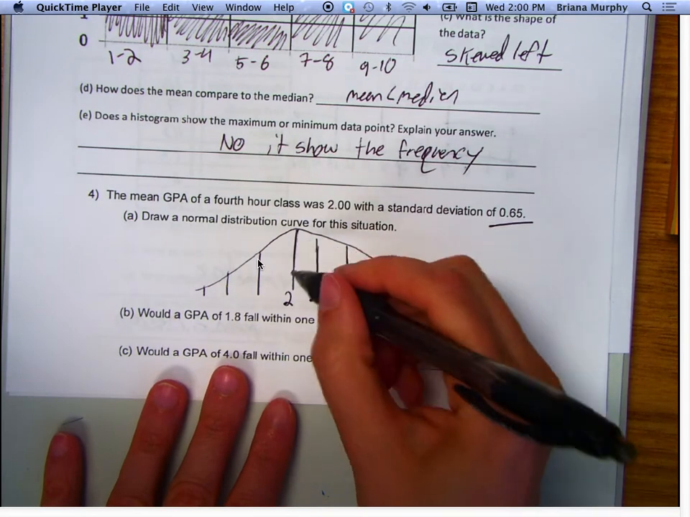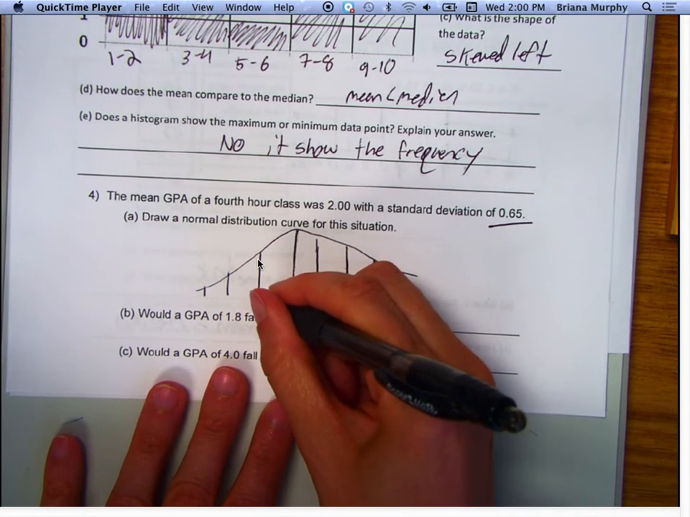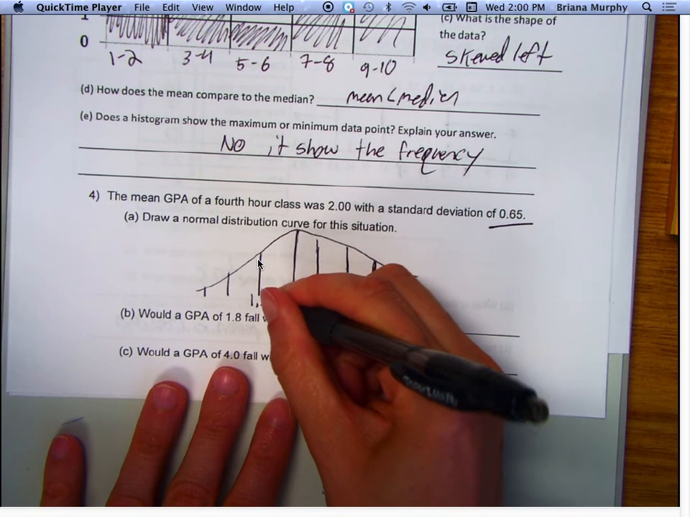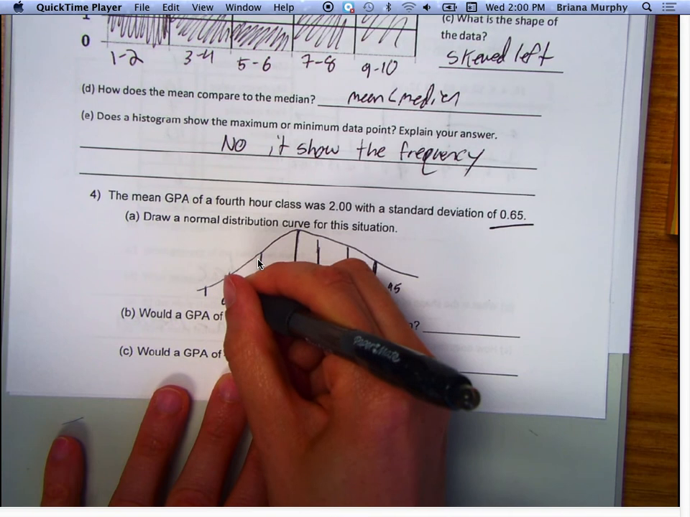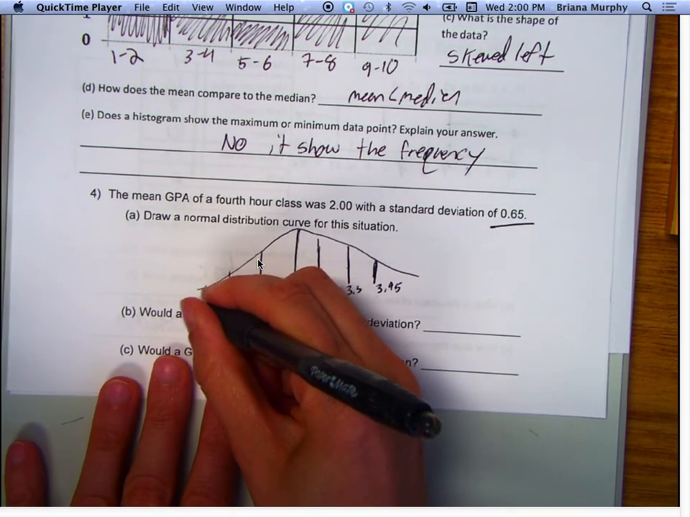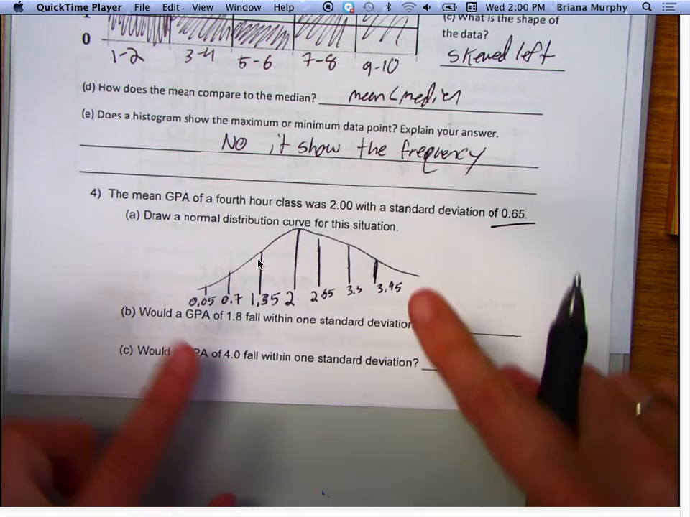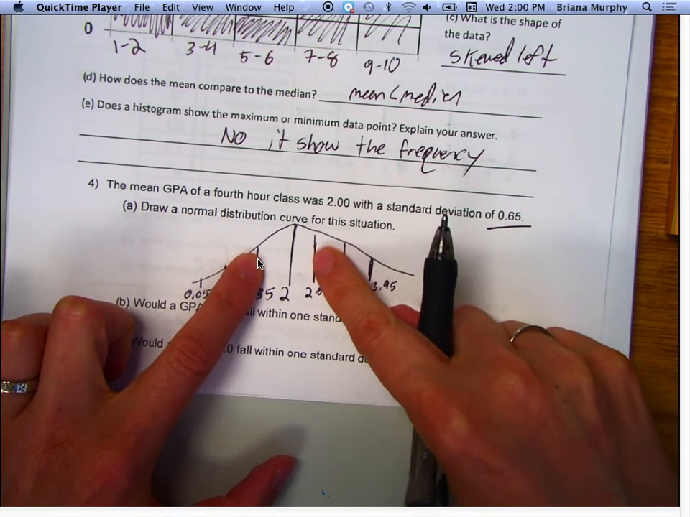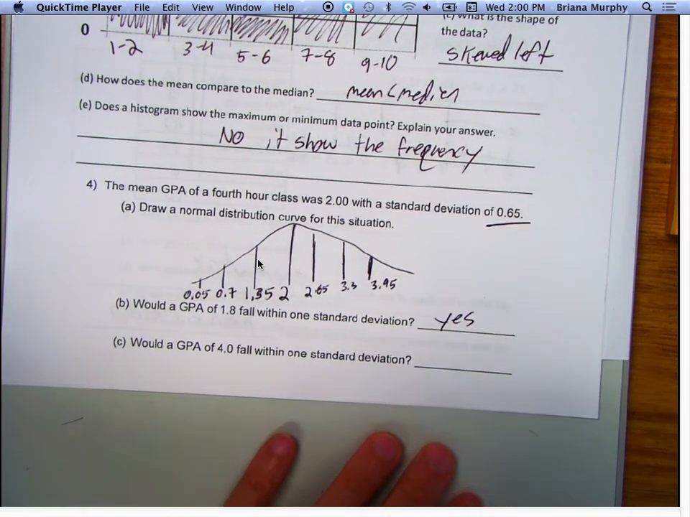Okay? And then I'm going backwards. So 2 minus 0.65 gives me 1 standard deviation. Then take 0.65 away from that gives me 2 standard deviations. Then take 0.65 away from that, and I get 3 standard deviations. Okay. Would 1.8 fall between 1 standard deviation? Yes. Would a 4.0 stand between 1 standard deviation?